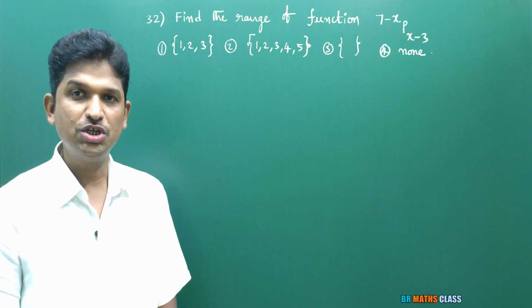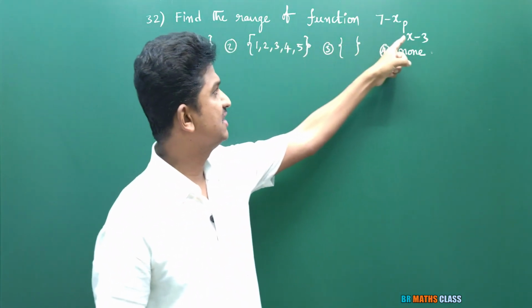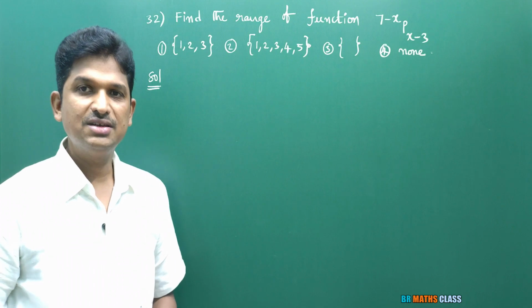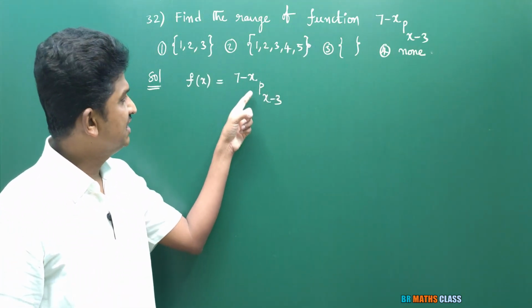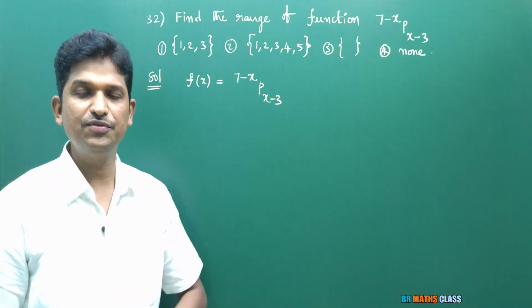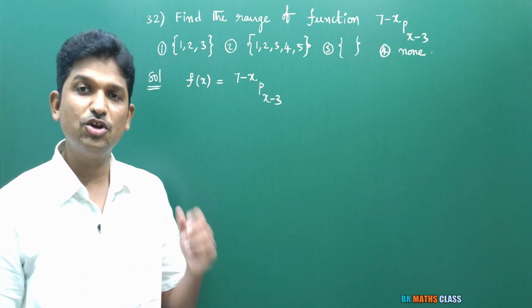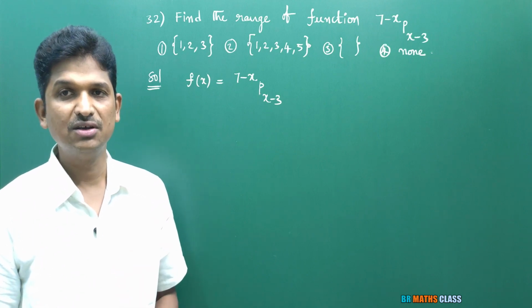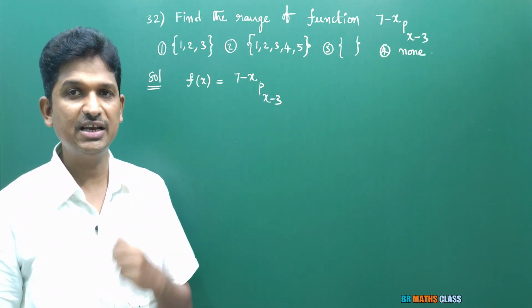You observe this question number 32. Find the range of the function (7 minus x)P(x minus 3). First, I'll consider the given function. The given function is (7 minus x)P(x minus 3). Now, I need to find the range of this function. To find the range of this function, calculating the domain of this function is a must. So, first I'll calculate the domain of this function and then I'll calculate the range.